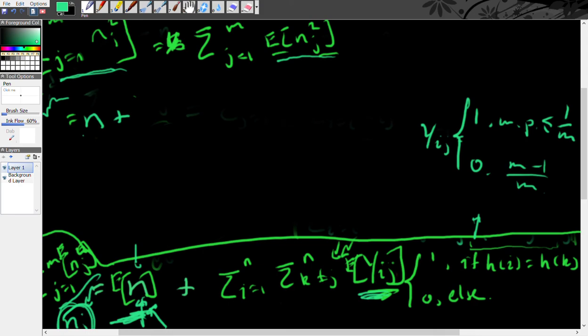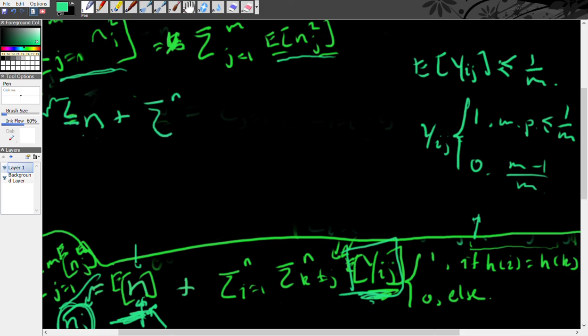Remember, as I always say, this is just equal to the probability that it's 1. So this is at most 1 over m. Applying that same idea here, this means that this is at most n.